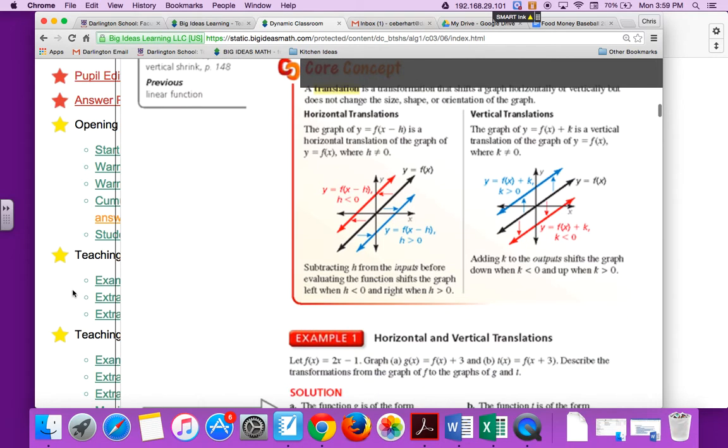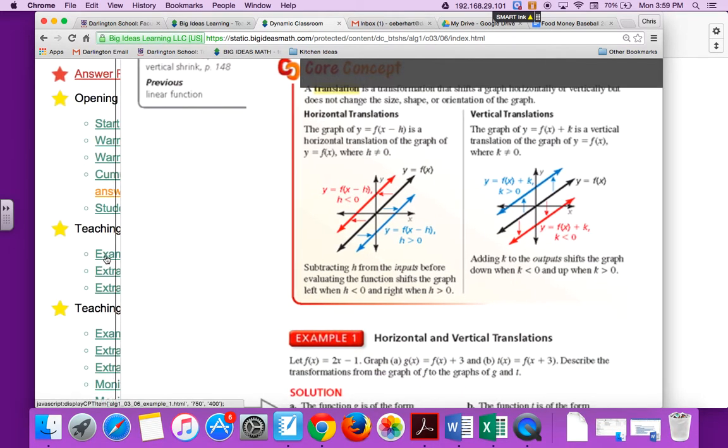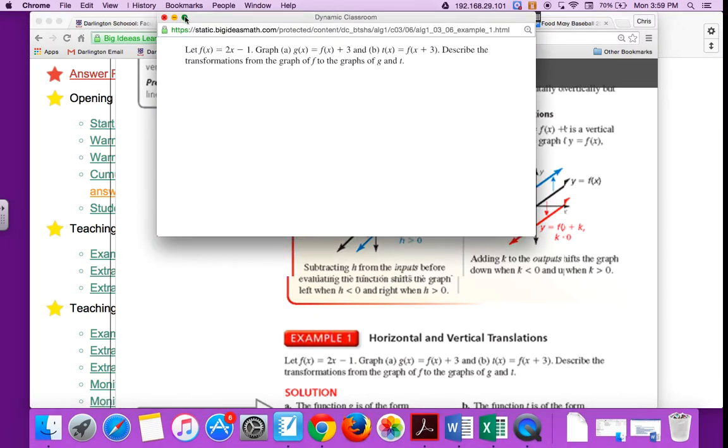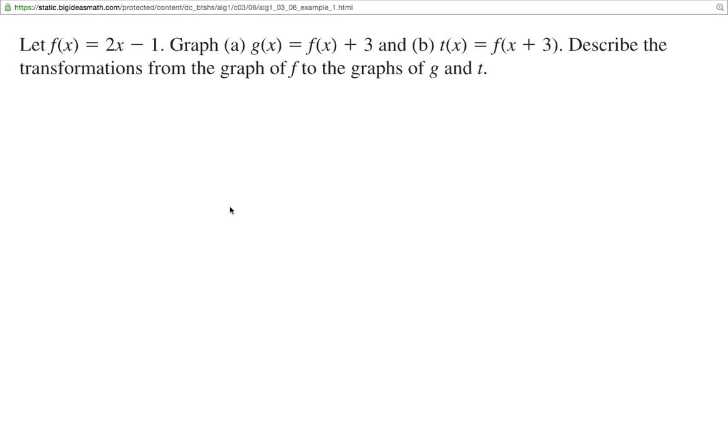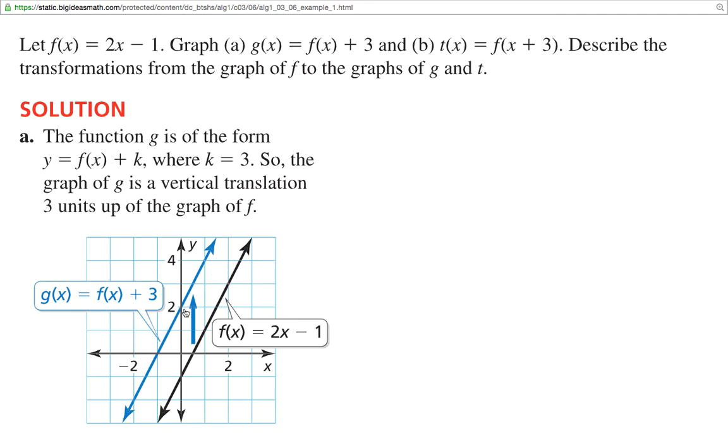So what does that look like? Let me look at some examples. If f of x equals 2x minus 1, that's the original graph. Then we have g of x, which is equal to whatever f of x is, then we add 3 to it. So technically, we're moving this up 3. We move the whole thing up 3.